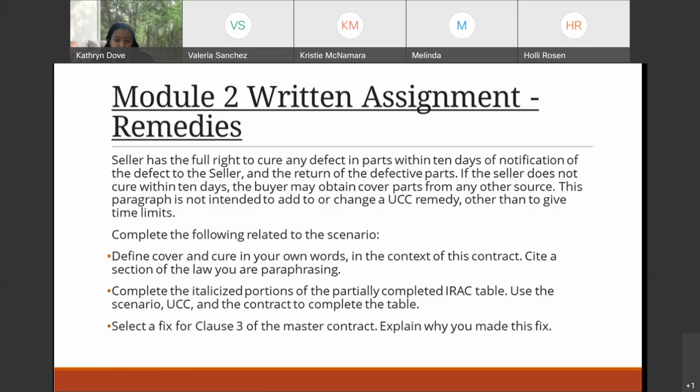Module 2 IRAC table. Here it comes. The file is being loaded.